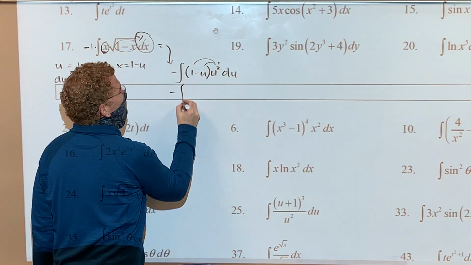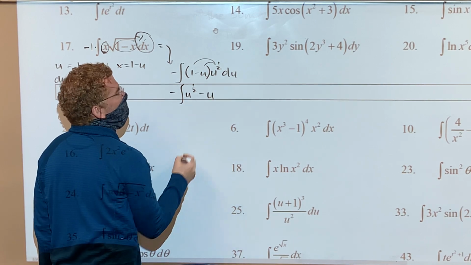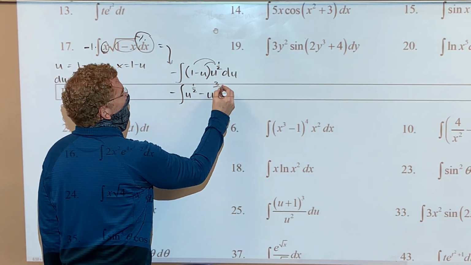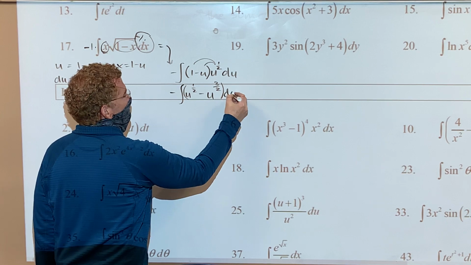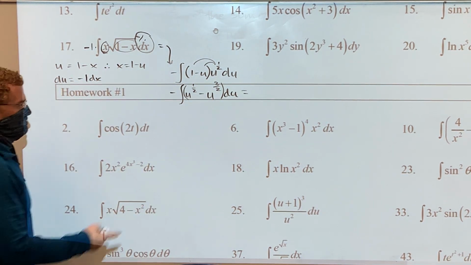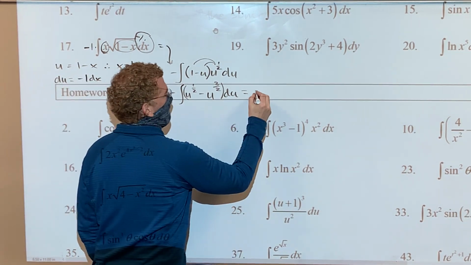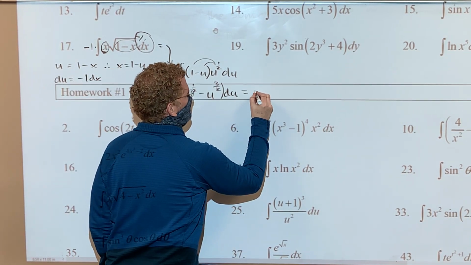So what do I end up with? The integral of u to the 1/2 minus u to the what? 3/2. Good. And all of that's in parentheses. And once I get to there, I can use my power rule. So what do I get? Negative. I'm going to make a mistake here on purpose. Negative what?